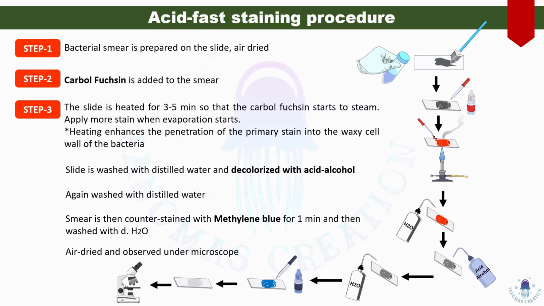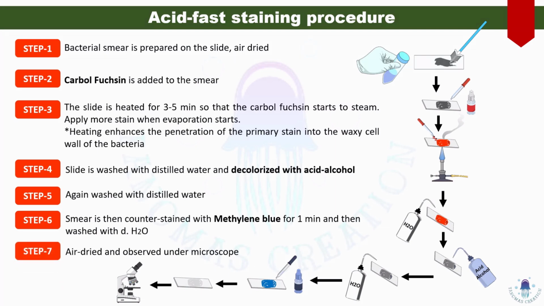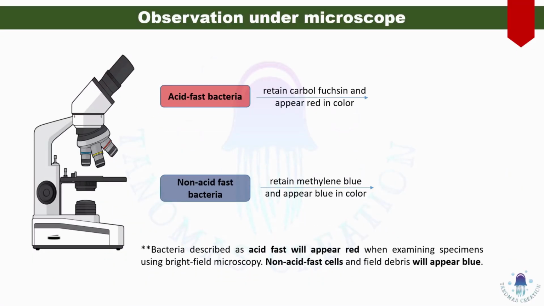So why is this heating done? Heating enhances the penetration of the primary stain into the waxy cell wall of the bacteria. Mycobacteria have a different cell wall structure than that of gram-positive and gram-negative bacteria. It does not take the color readily, so heating is required for the stain to enter into the waxy cell wall of this bacteria, right? In step 4, the slide is washed with distilled water and decolorized with acid alcohol. Again, it is washed with distilled water. The smear is then counterstained with methylene blue for 1 minute and then washed with distilled water. Then the slide is air dried and observed under the microscope.